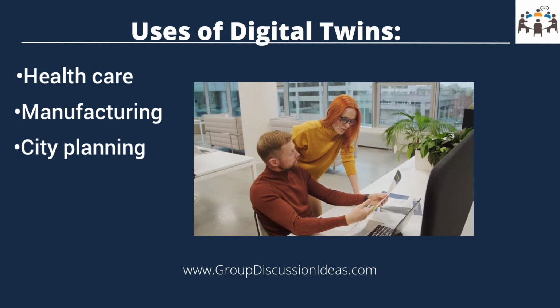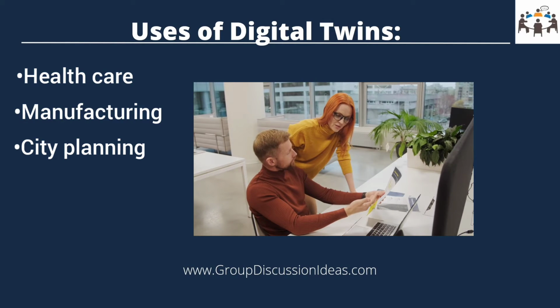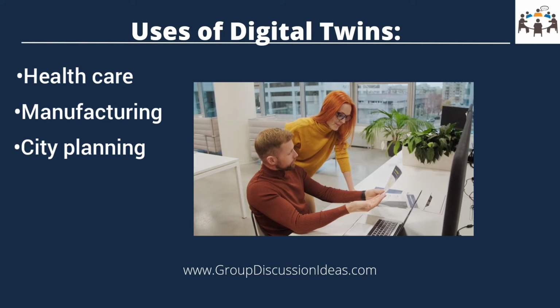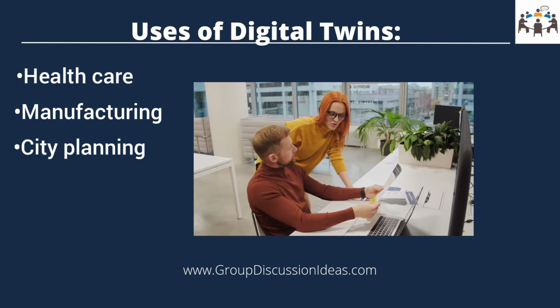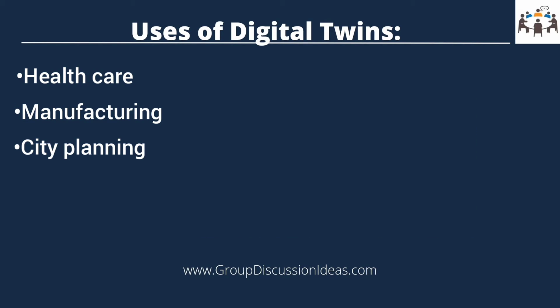And third example can be of city planning. When planning a city, you can make a digital twin to see how things like traffic or emergencies might affect it. It's like testing ideas before actually building stuff.